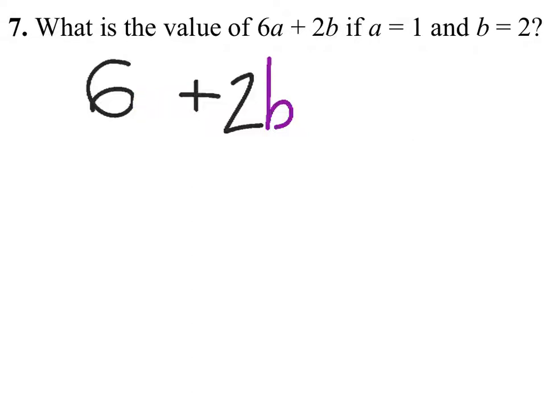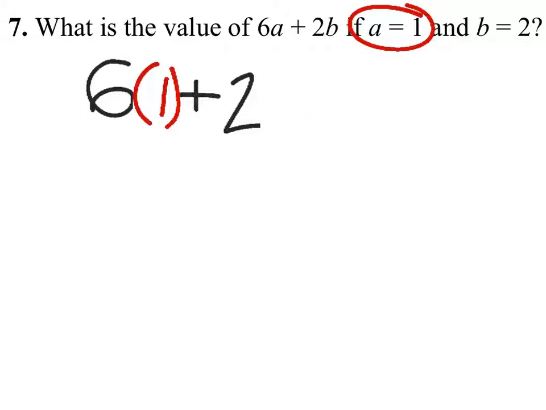So that when we replace them, we know what we're replacing them with. So the a, for example, is red. That's a 1, so I'm replacing it with 1. I got 6 times 1. And then the b value, we can see up here in the top right, is a 2. So I got 2 times 2.